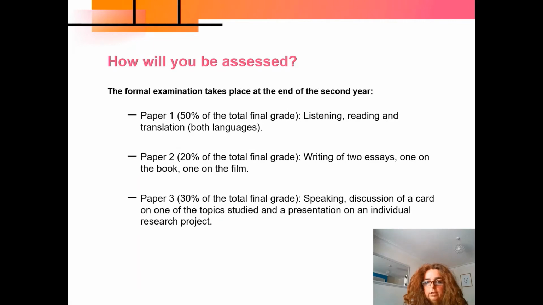At the end of the second year, you will have your formal examination, which consists of 3 papers. Paper 1, which is the big 2.5-hour paper, listening, reading and translation in both languages. Paper 2, a 2-hour paper, which will be writing of 2 essays, one on the film, one on our book. And paper 3, which will be a discussion of a card on the topic that we have studied over the 2 years, and also your presentation of your individual research project.